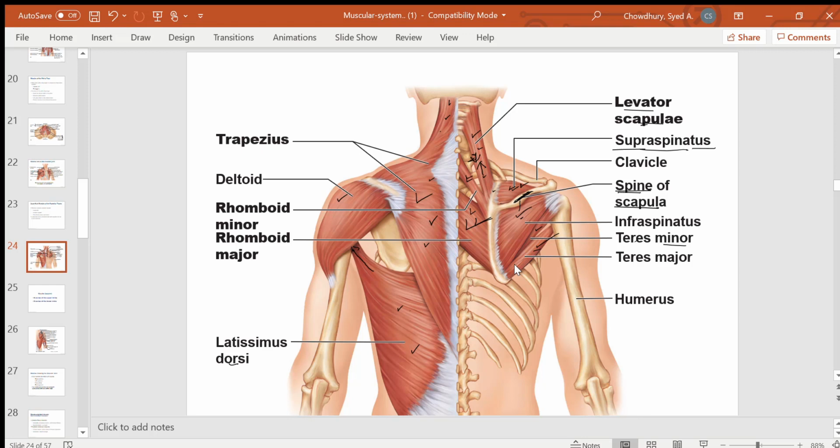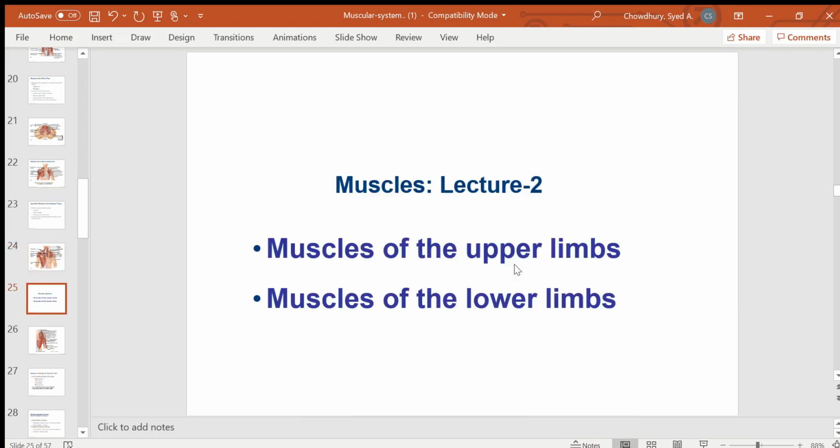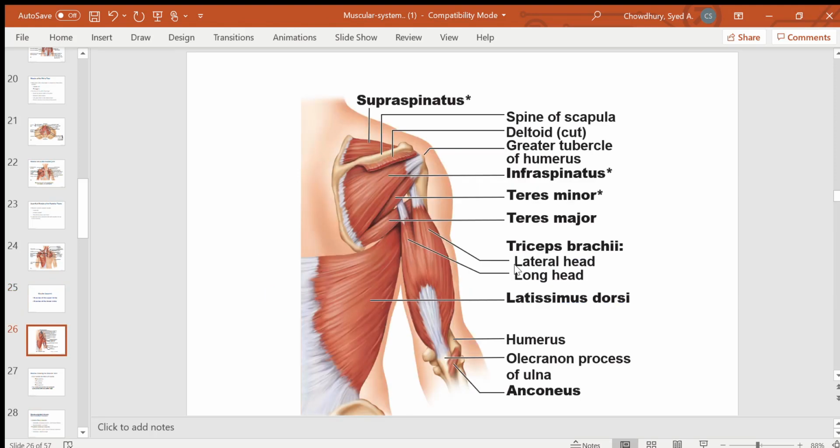and now we'll see the muscles of the upper and lower limbs. First we'll see the muscles of the upper limb. Upper limb has arm, forearm and your hand. So first we'll see the muscles of the arm.